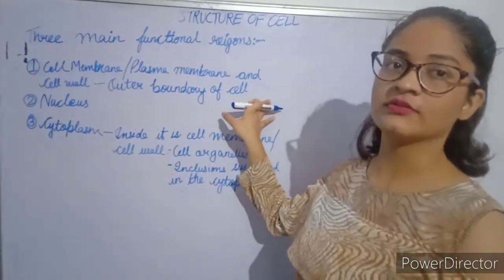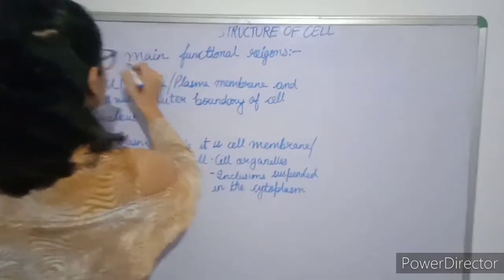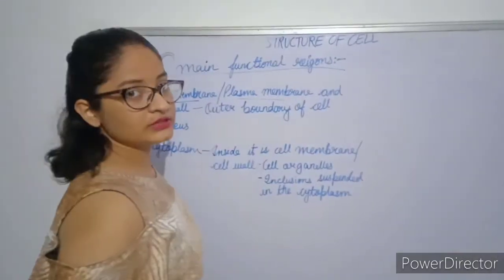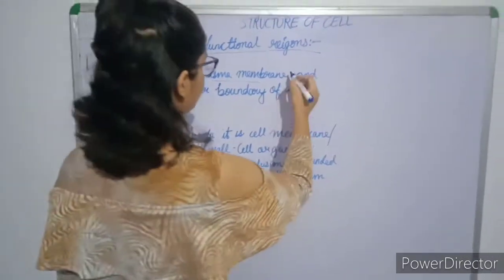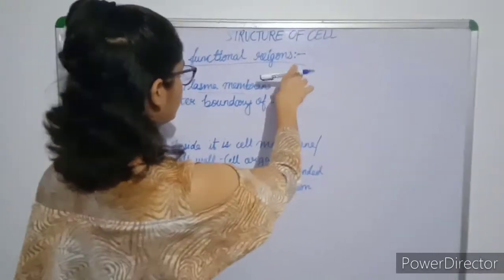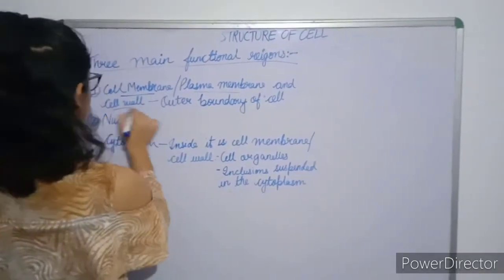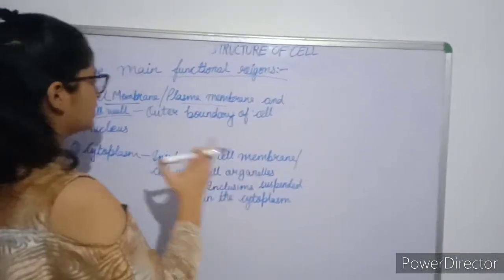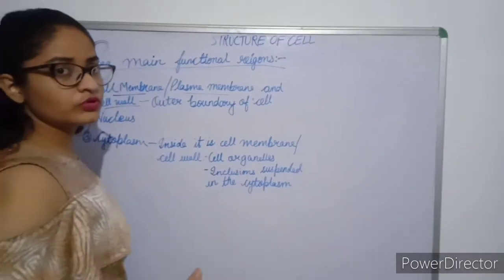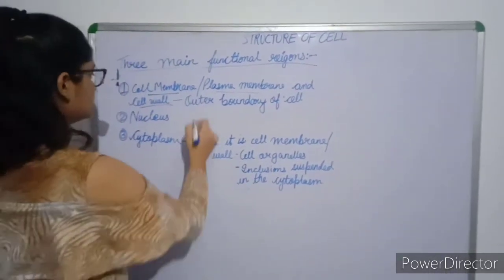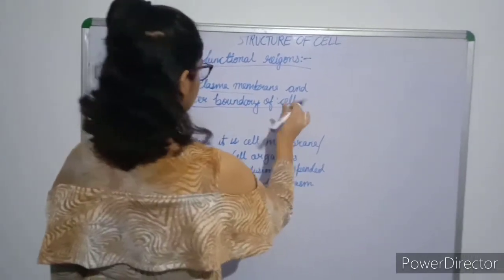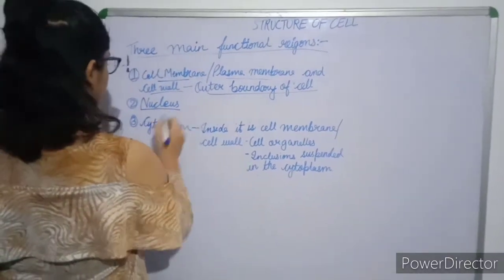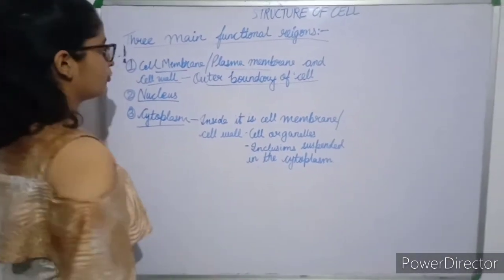Now, the structure of the cell. In the structure of the cell, three main functional regions are: first is the cell membrane, or plasma membrane, or selectively permeable membrane. It is the outermost layer in animals, and the cell wall is the outermost layer in plants. Cell membrane is also present, but the outermost part is the cell wall in plants. It is the outermost boundary of a cell, either an animal cell or a plant cell. Second is the nucleus, and third is the cytoplasm.